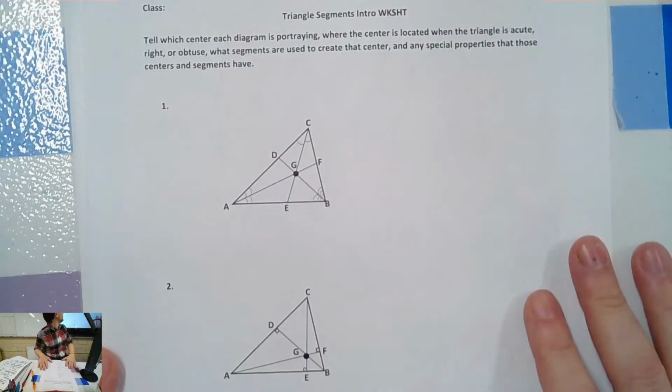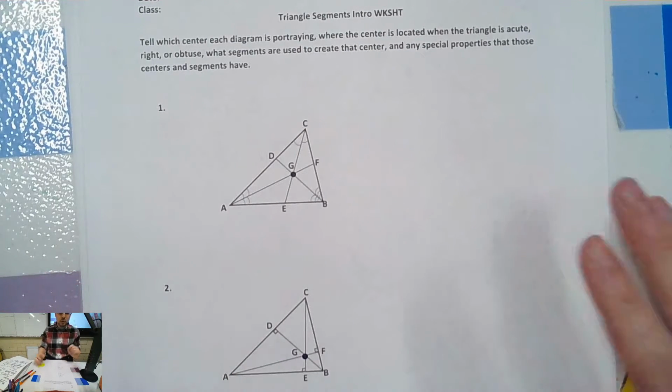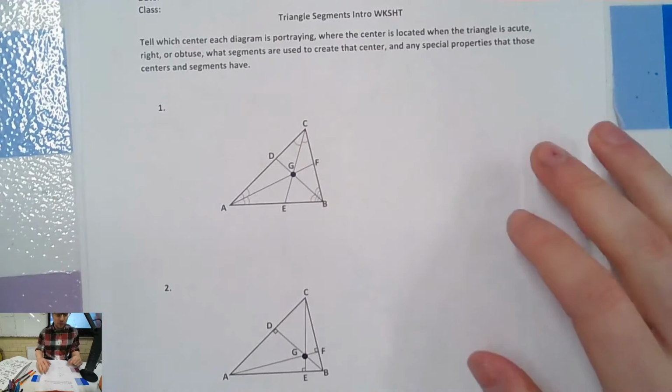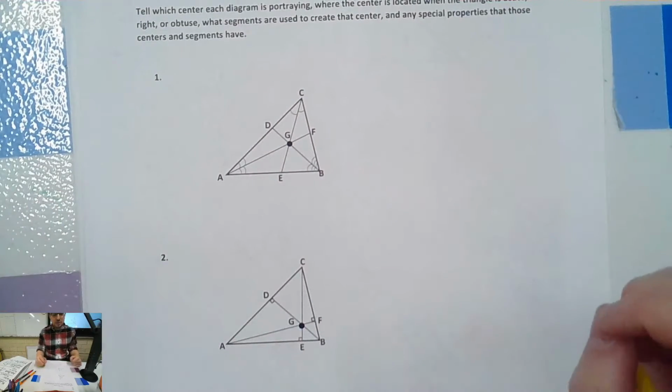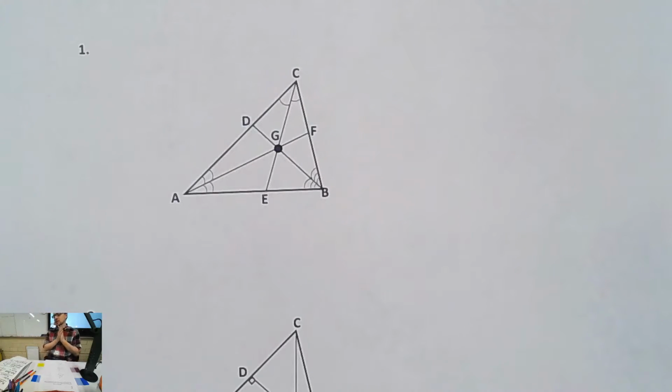Let's take a look at the next piece of paper. Tell which center each diagram is portraying, where the center is located when the triangle is acute, right, or obtuse, what segments are used to create the center, and any special properties that those centers and segments have. All right, so you don't know about the centers yet. But we know about the segments. Let's go through. What kind of segments do you see in triangle number 1? I gave you a list of 4. Median, angle bisector, perpendicular, altitude, height, or orthogonal, and perpendicular bisector.